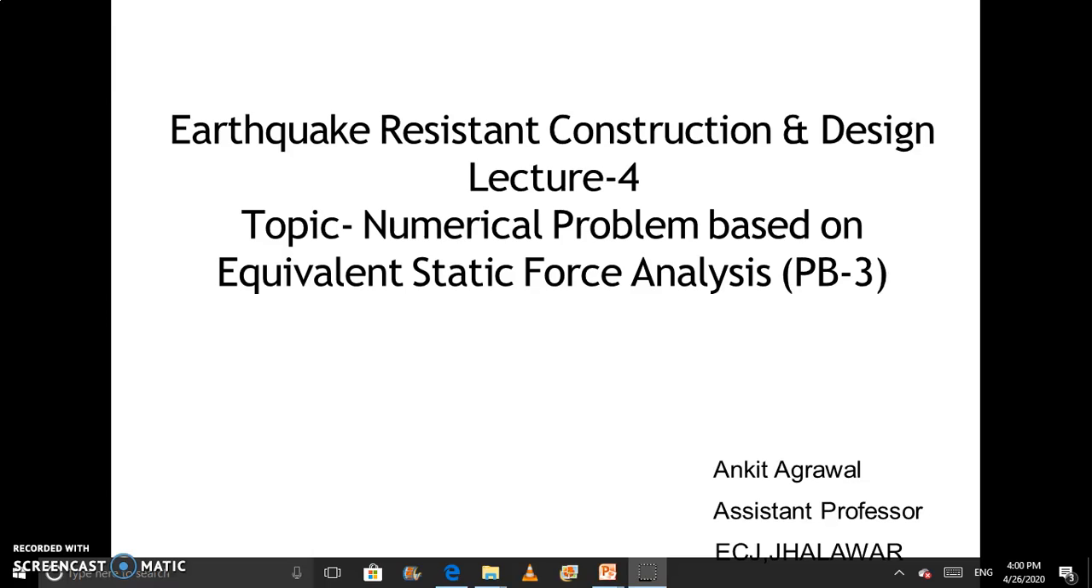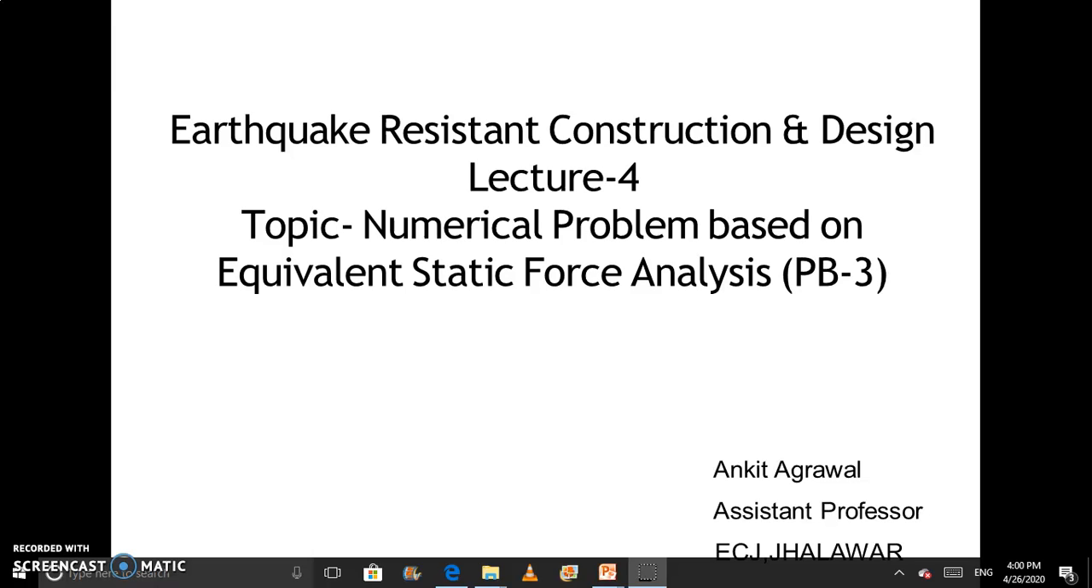In our previous lecture we were given lumped mass directly, and in the second lecture we were given dead load and live load including beams, walls and columns. But in today's problem we are given only the plan and elevation and the dimensions of beam, column, wall thickness, etc. So here we have to find the dead load, and after that we have to find the total seismic weight of the building.